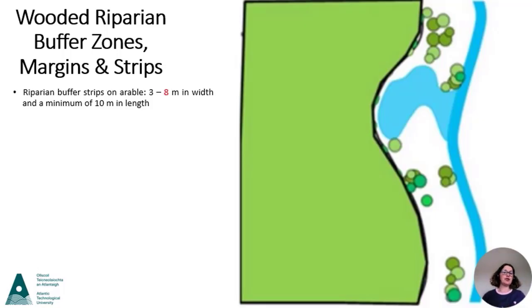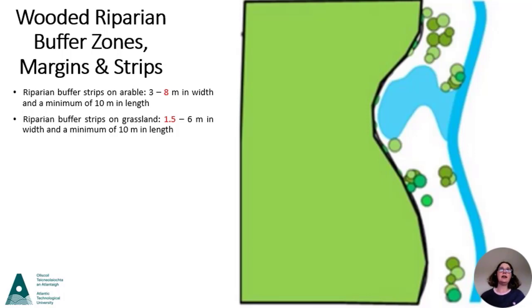In terms of buffer strips then, again on arable land, we're looking at between 3 and 8 metres in width and a minimum of 10 metres in length. And this is very similar if we're looking at it on grassland. Again, the requirements here are 1.5 to 6 metres in width and a minimum of 10 metres in length. And similar to our grassy riparian buffer zones, margins and strips, I've highlighted the 8 metres on arable and the 1.5 metres on grassland, because from a water quality perspective, we would see that these are insufficient figures.